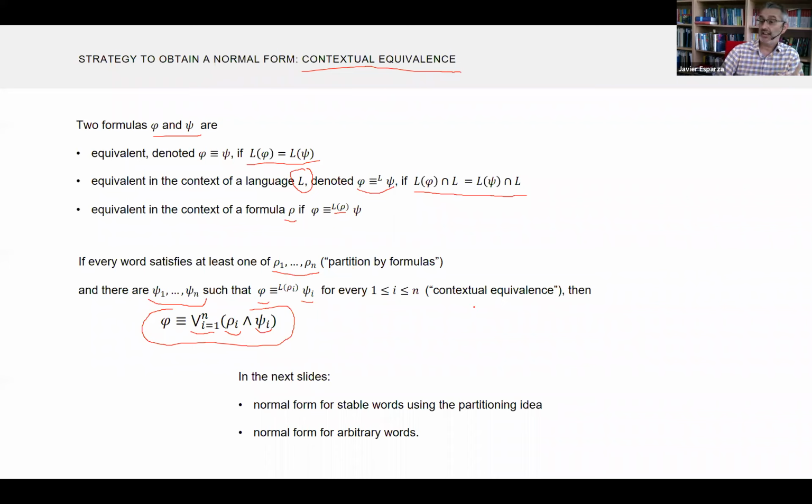And then in the next slides, what we are going to do is first to give a normal form for stable words, for the set of stable words. It only works for stable words. And this is actually work that we had already done a couple of years ago, just not presented in this way because who cares about stable words, right? But then we are going to be able to get rid of the restriction to stable words, and that's what makes the result interesting.